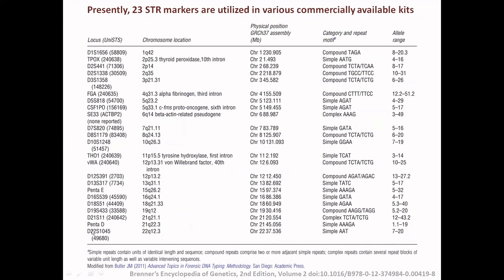So this is the name of the STR. This is the chromosome location. This is the physical position. And this is the category and the repeat motif, like TAGA, AATG. So this is 4 nucleotides, 4 nucleotides. Most of them are repeats of 4 nucleotides. This is 3 nucleotides. And this is 5 nucleotides.